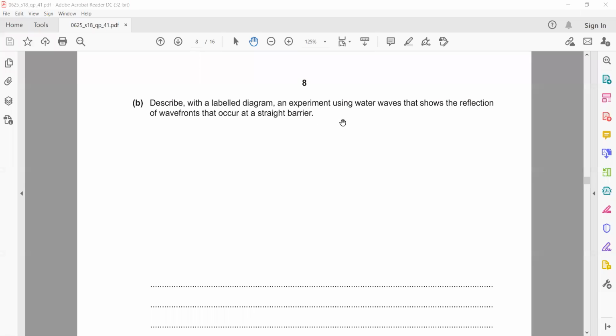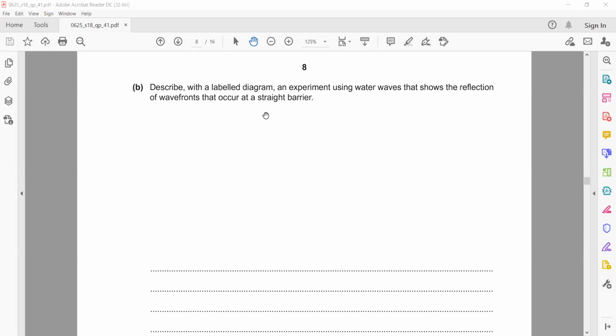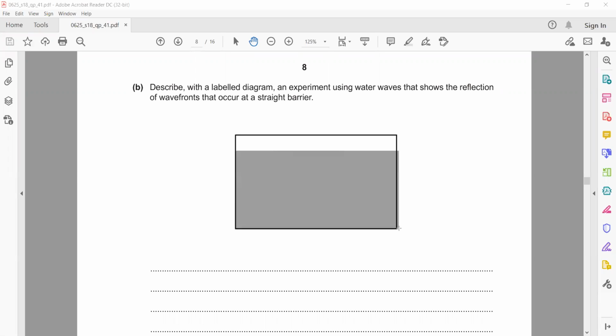Describe with a labeled diagram an experiment using a water wave that shows reflection of a water wave at a straight barrier. So first thing, describe with a labeled diagram. What can we use for this purpose? We can use a ripple tank. What is a ripple tank? A container which is filled with water. This is known as a ripple tank.